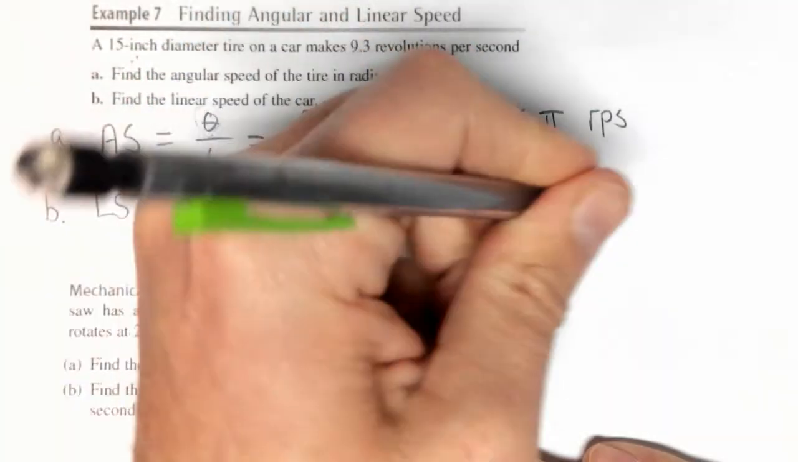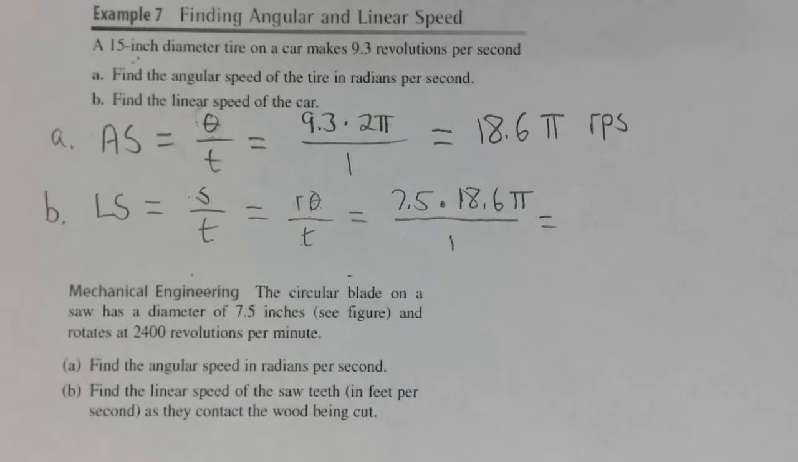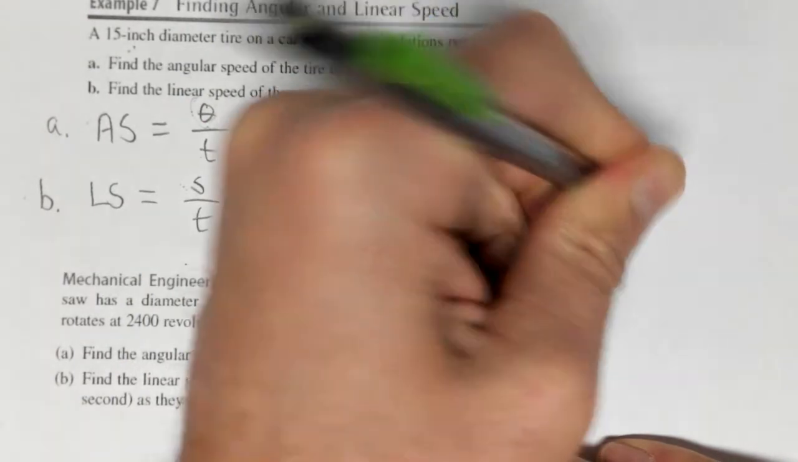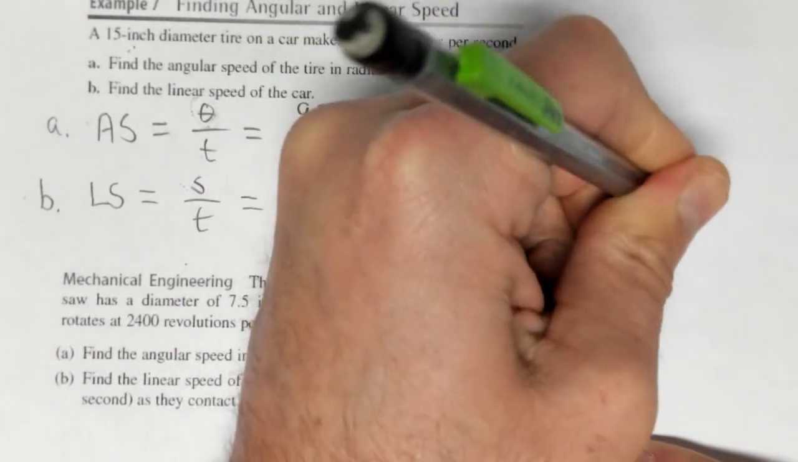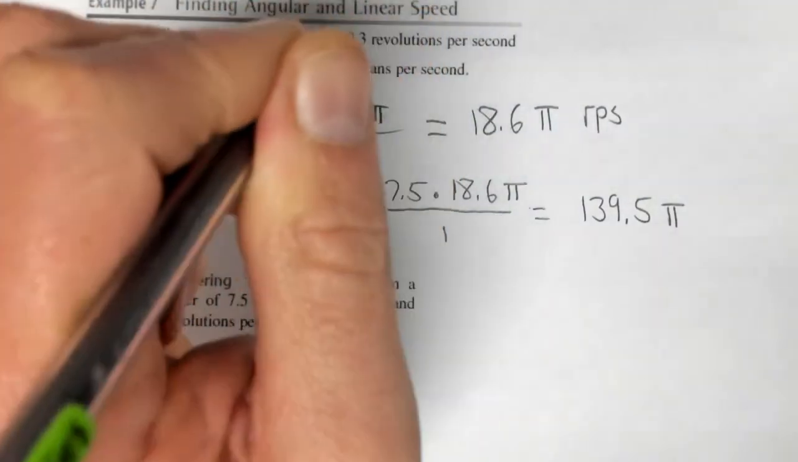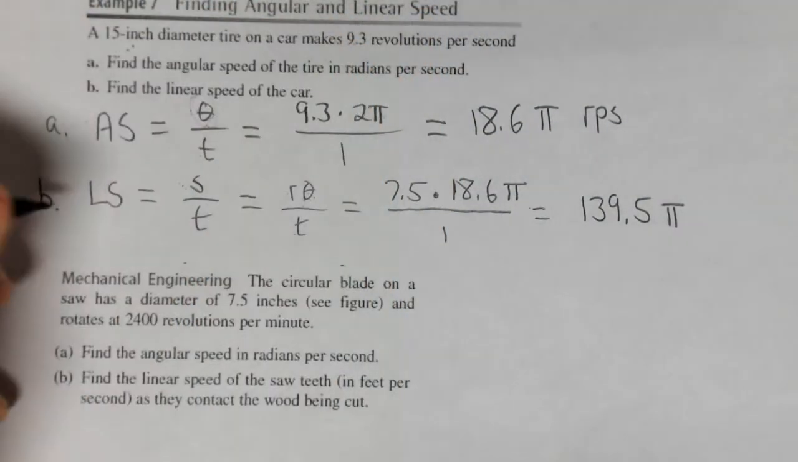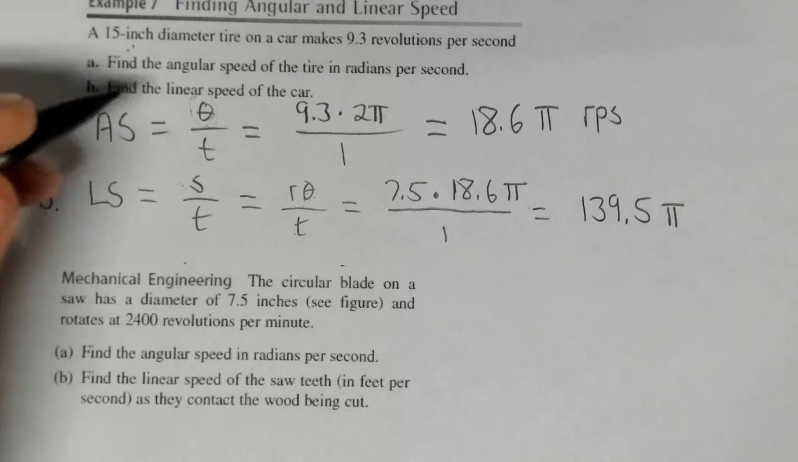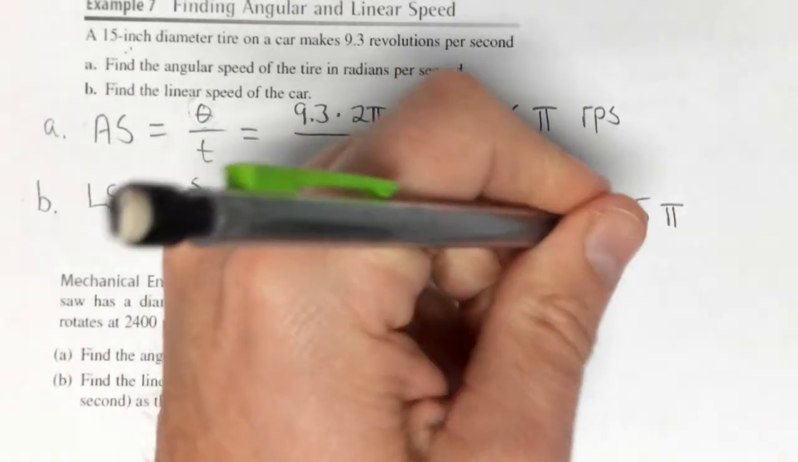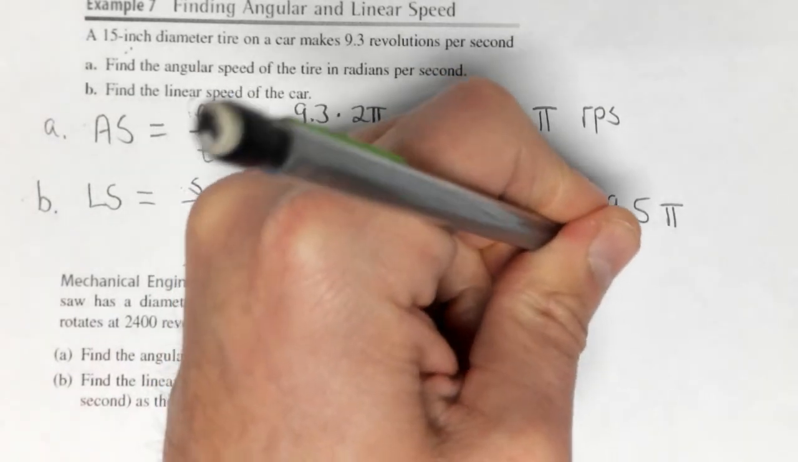And so once we multiply this thing out, then we are going to have 139.5 pi, right? Or if you wanted to, since it is linear speed and we're talking about a distance now, you could also take that and turn it into a decimal if you needed to.